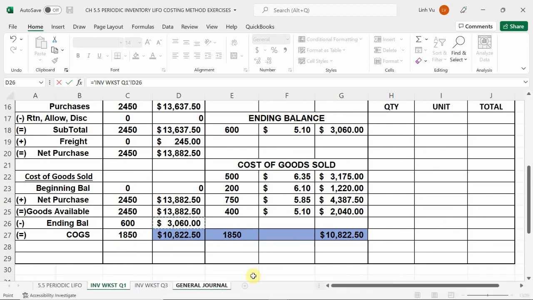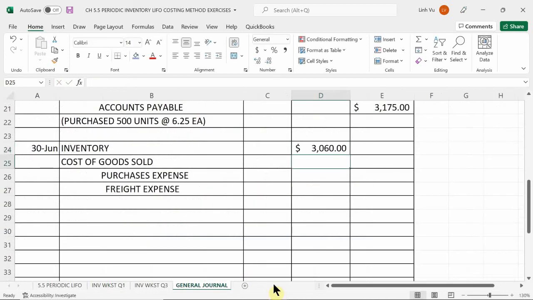$3,060. Excellent. Why can we not use 600? That's the rules. If you remember in chapter 4, that's the monetary assumption rule: you cannot put things in the journal in terms of quantity. It has to be in terms of total value or cost. So in this case, I can only record $3,060 of inventory.